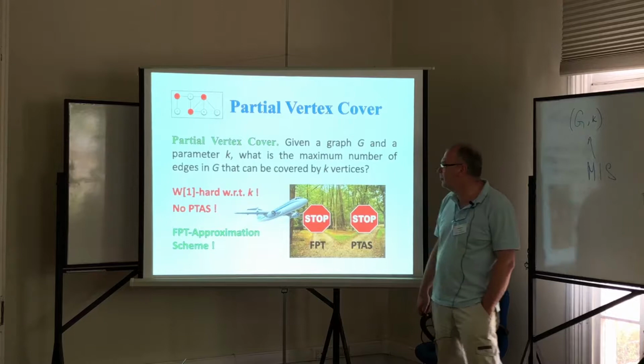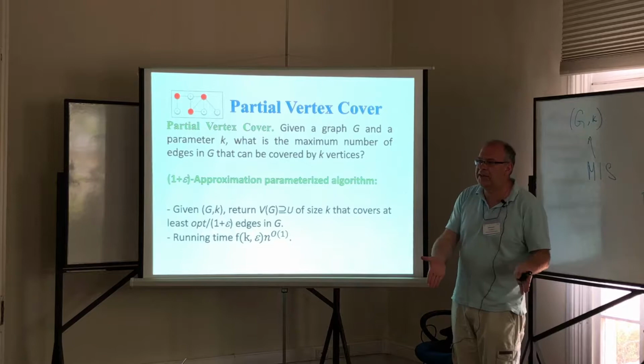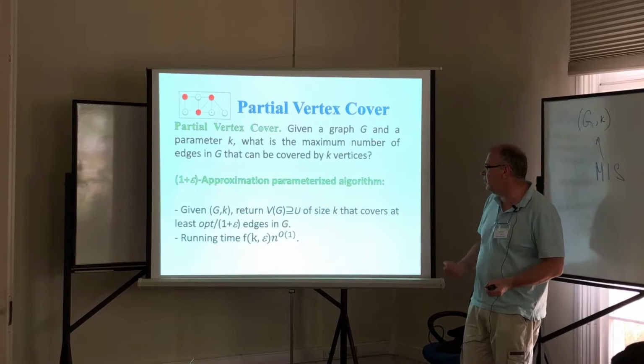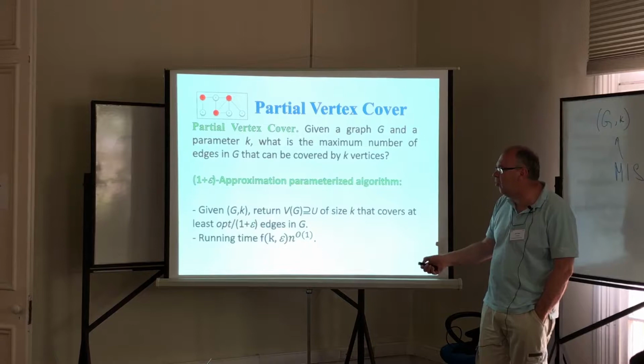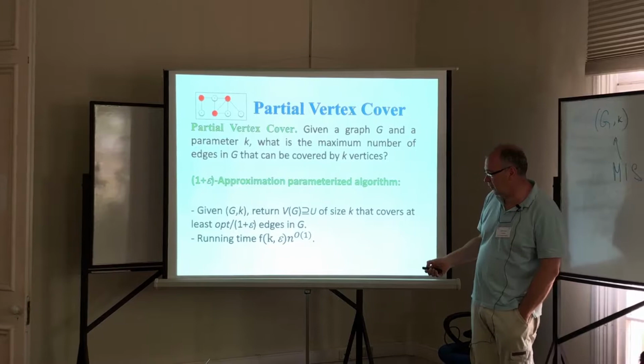So what I mean by a 1 plus epsilon approximation parameterized algorithm: I get an instance G, k, and I want to return a set of vertices of size k, which covers at least optimum over 1 plus epsilon edges. So it's 1 plus epsilon far from the optimal solution. And the running time here should be f of k and epsilon times some polynomial.